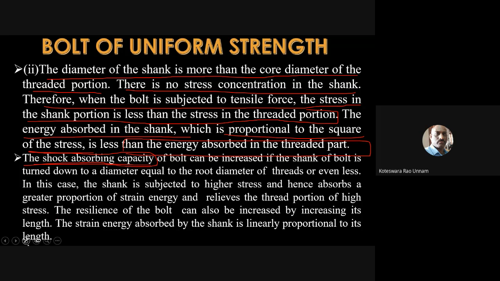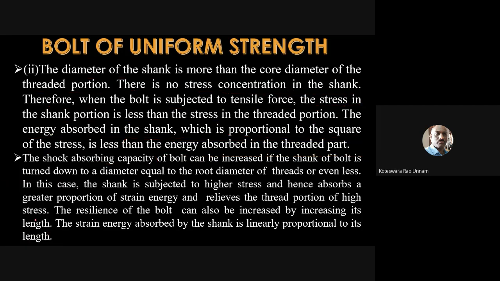So now if I want to increase the shock absorbing capacity of the bolt, then what we need to do is make sure that we increase the energy absorbing capacity of the shank, so that it can take a large amount of shock loads. So how can I make this? The shock absorbing capacity of a bolt can be increased if the shank of a bolt is turned down to a diameter equal to the root diameter of the threads or even less. So meaning what? Meaning that here it is possible to reduce the diameter of the shank.